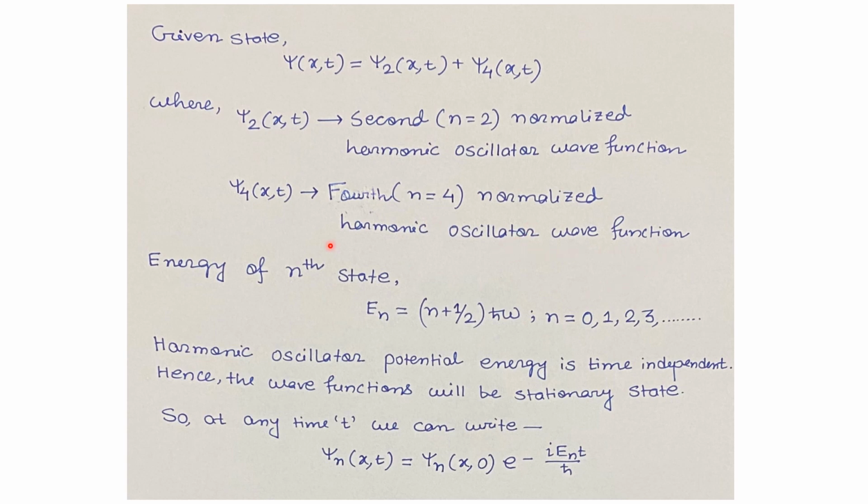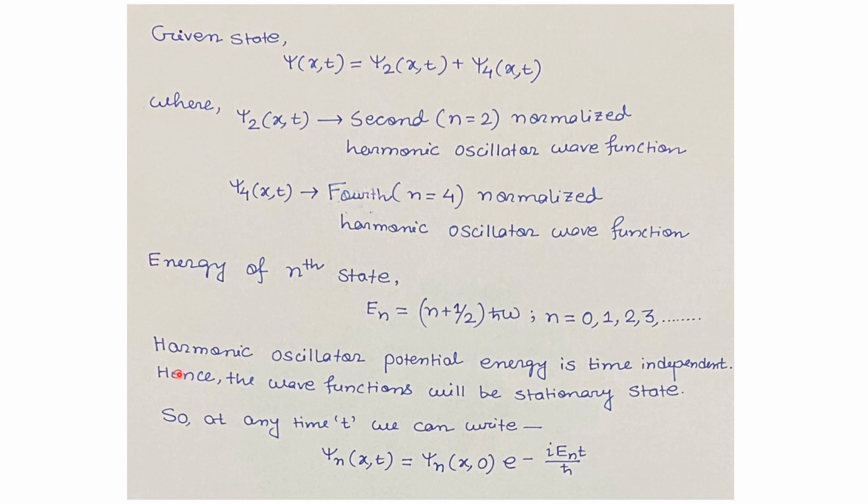Now for a one-dimensional harmonic oscillator problem, the energy of the nth eigenstate is given by En equals n plus half, h cut omega, where omega is the angular frequency of the harmonic oscillator and n defines the state of the harmonic oscillator. Here n can take the values 0 or any positive integer values.